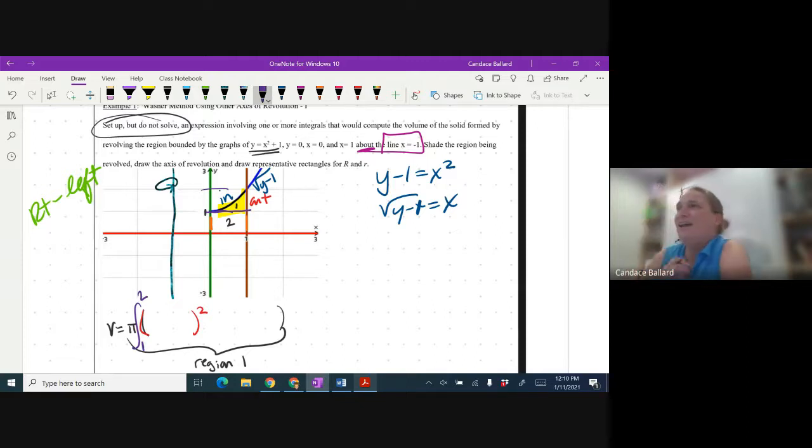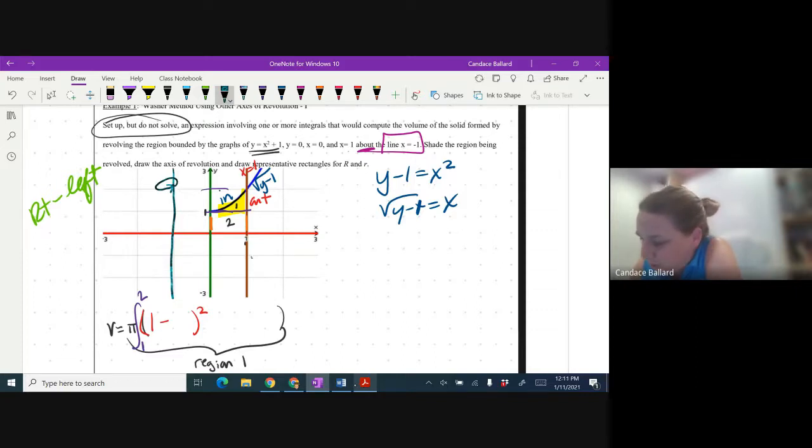Okay, so we got 1 to 2, and I am going to do my outer function. And sometimes it helps, maybe we should have labeled the graph a little bit. That is the line x equals 1. So my outer function is 1. And then I have to subtract my axis of revolution, because this is the right function versus the left function.